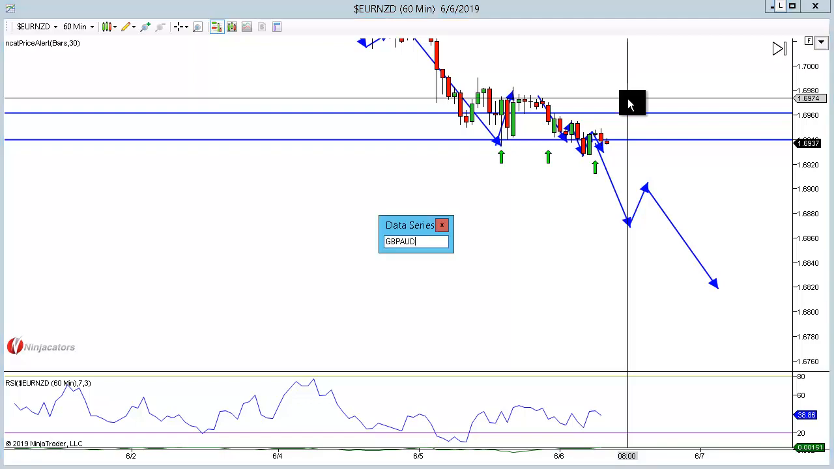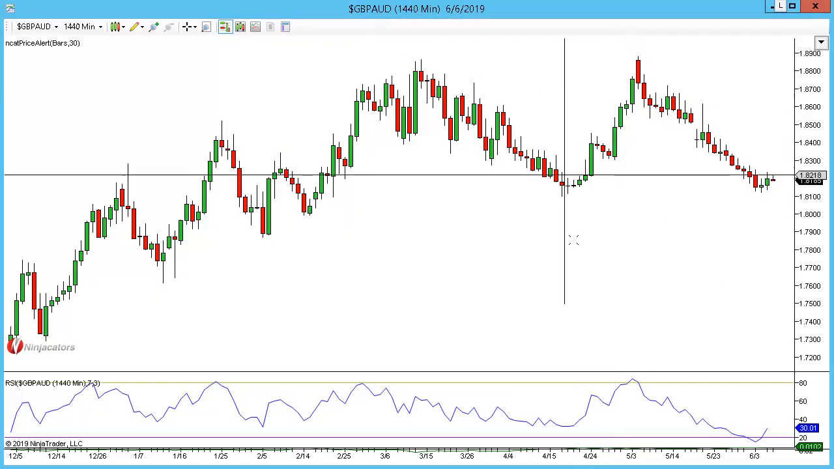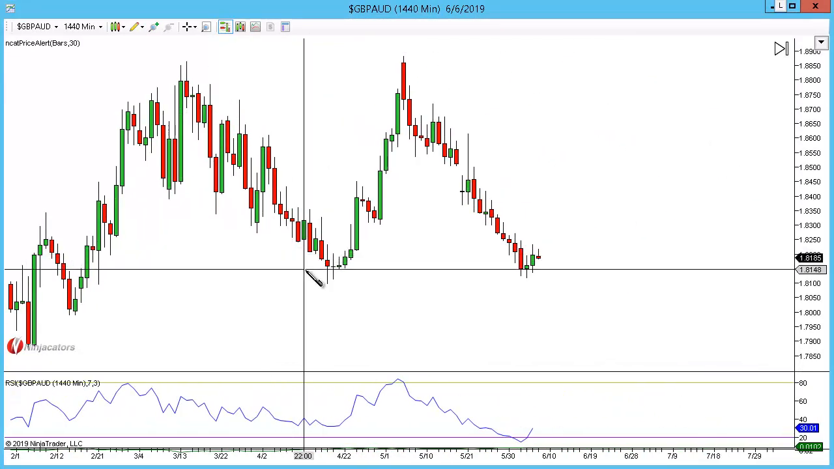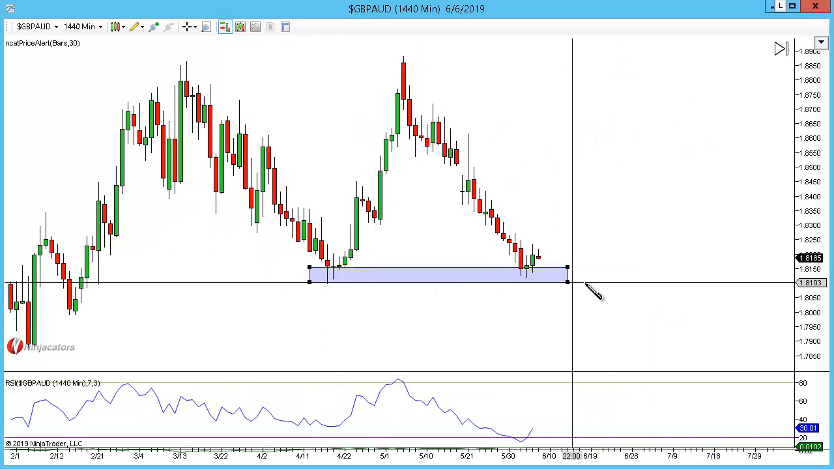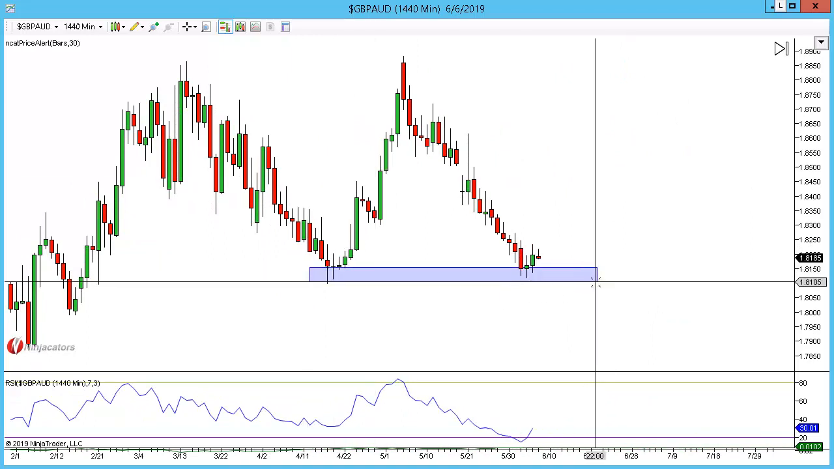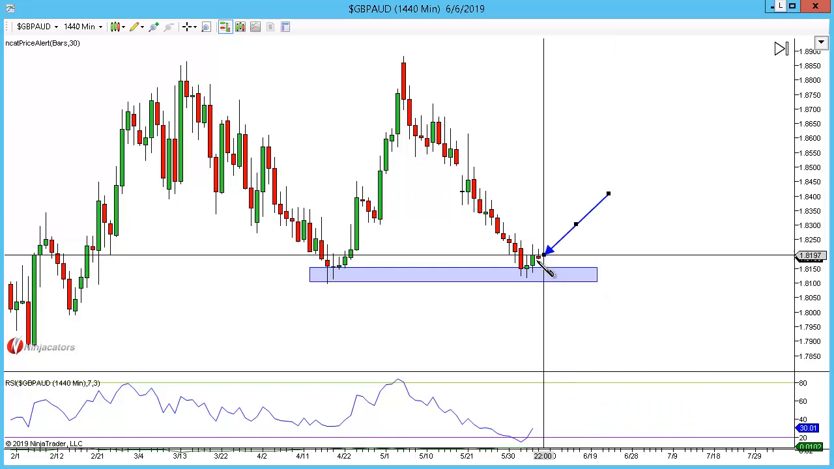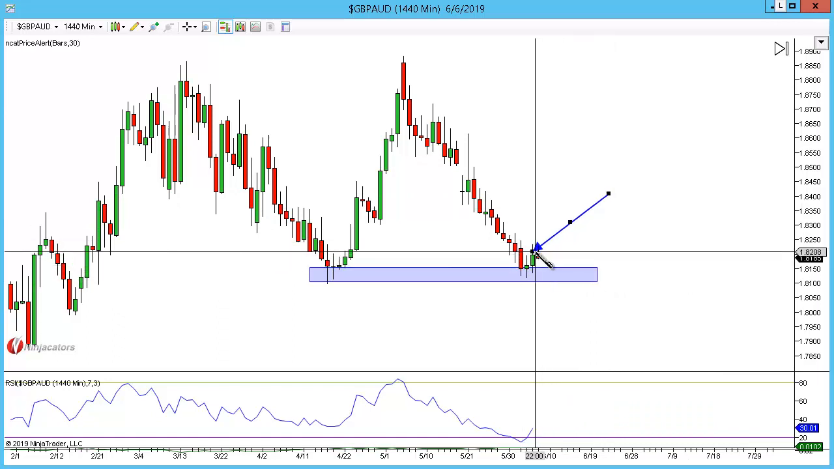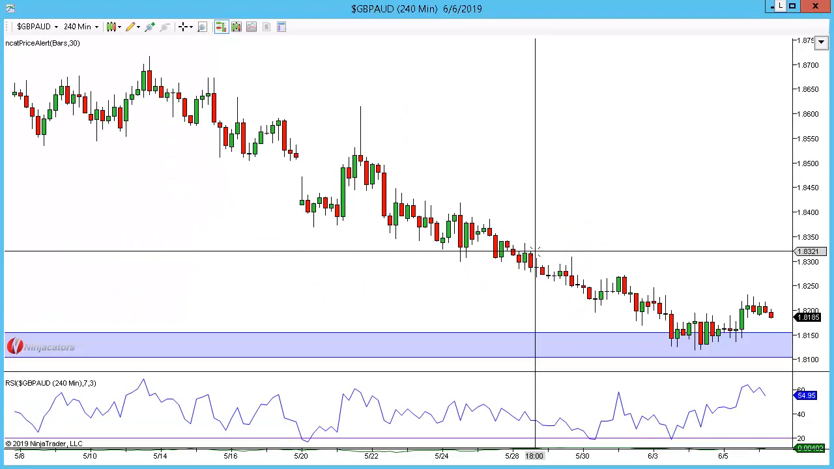Pound Aussie, still at that structure level I've been talking about. I do believe we can see a good pop here to the upside of a few hundred pips. Last couple of days you can see that we've been putting in indecision. No higher close candle just yet though.